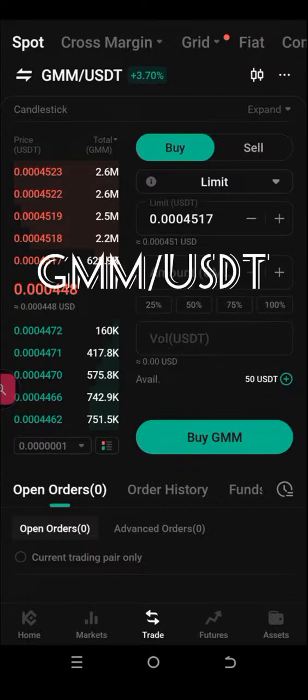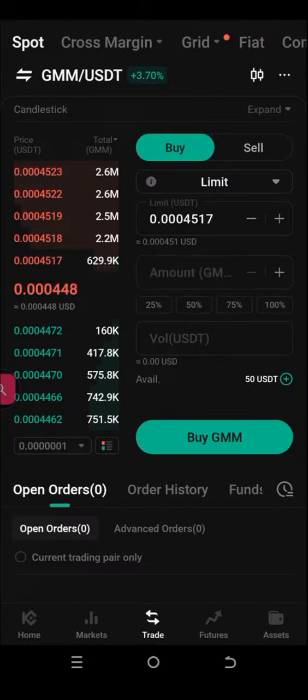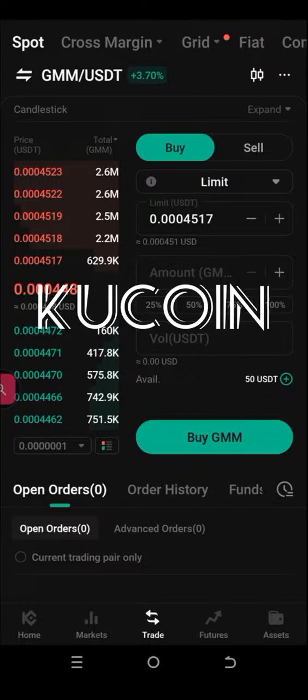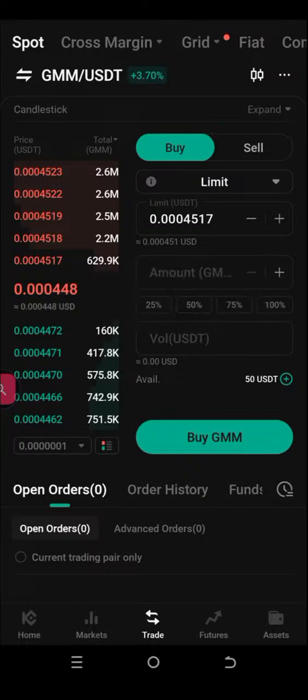We've got GMM/USDT. Now, look at it. This is GMM, and we're going to be looking at going between KuCoin and MEXC. So we're going to quickly do a simulation and see how this works. Okay, so we've got $50 here, and we'll quickly check it out and see all the different things we need to do to carry out this trade.